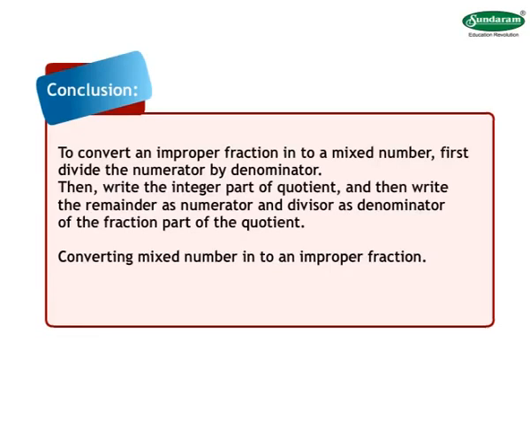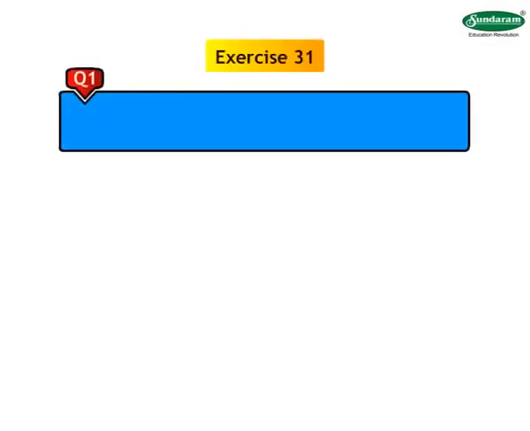To convert a mixed number into an improper fraction, multiply the integer and the denominator of the fraction. To their product, add the numerator. Write the number you get as the numerator. Write the denominator of the given fraction as the denominator. Let us understand this by solving examples from exercise 31. Question 1. Convert into improper fractions.